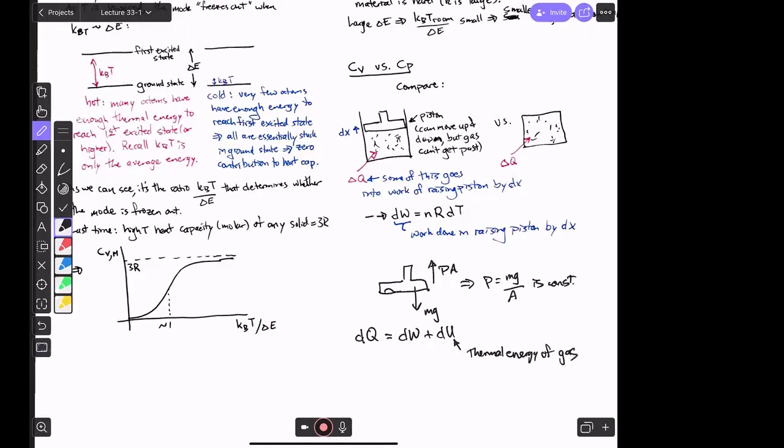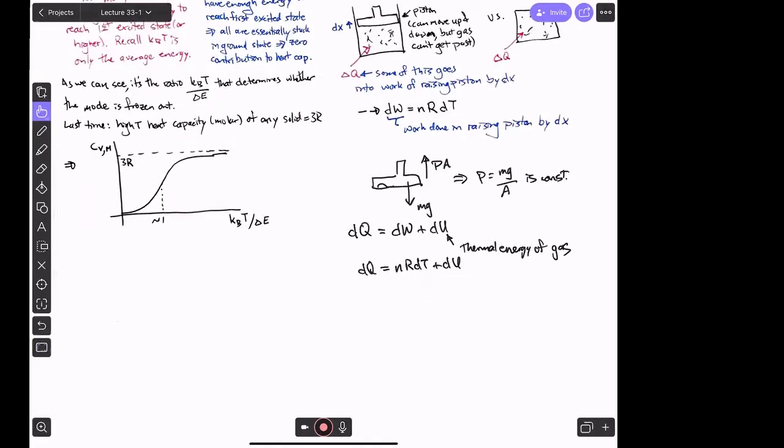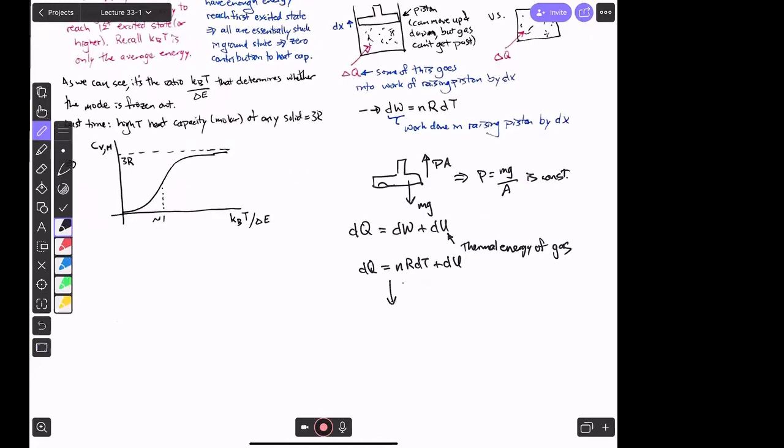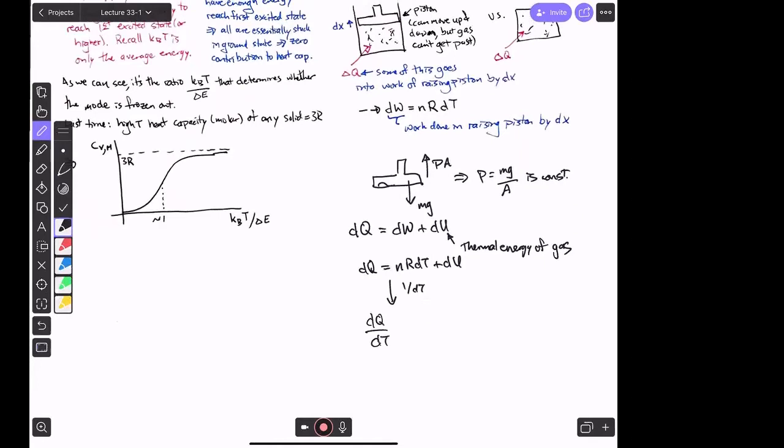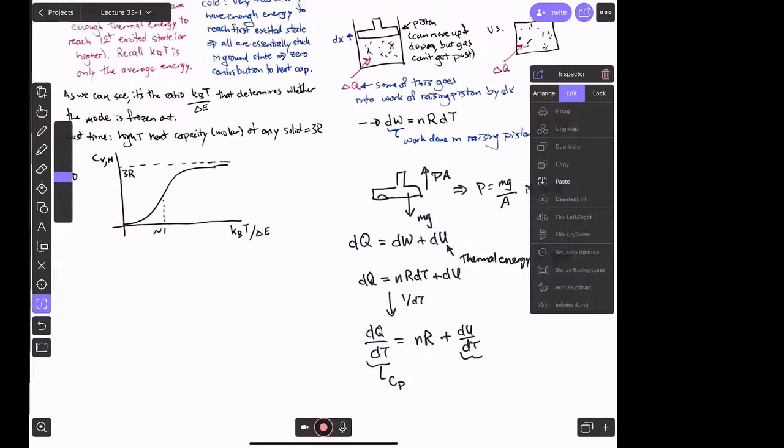So if we substitute in our expression for dW that we got last time, that was nR dt, then dq equals nR dt plus du. And then to get the heat capacity, we just multiply both sides by 1 over dt. So on the left side, we have dq by dt equals nR plus du by dt. This is just the heat capacity, and we're working at constant pressure, so we could write it as Cp.